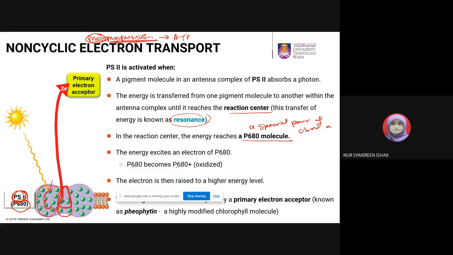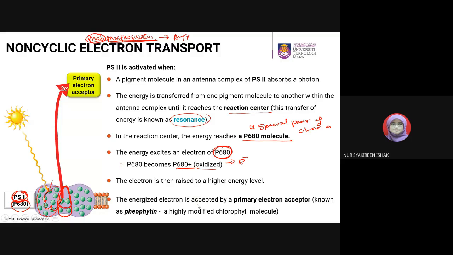P680 becomes P680 plus. Maksudnya dia dah oxidized. Means that the electrons will be released from P680. Okay, electron P680 will be released sebab apa? It is excited due to the absorption of photons. So the electron is then raised to a higher energy level.